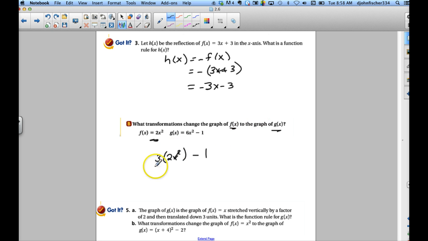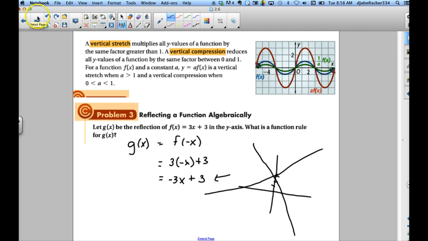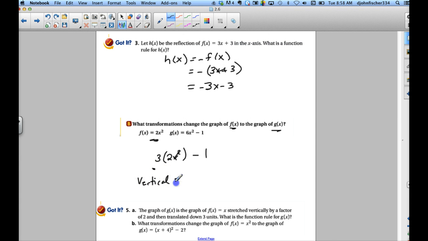What is the transformation? The 3 out front is going to stretch my graph out. It's going to make it very large going in the y direction. So this is a vertical, and what was the word they used here? Vertical stretch. This is a vertical stretch. And this is a vertical translation. That means it's going to move it down 1 unit.